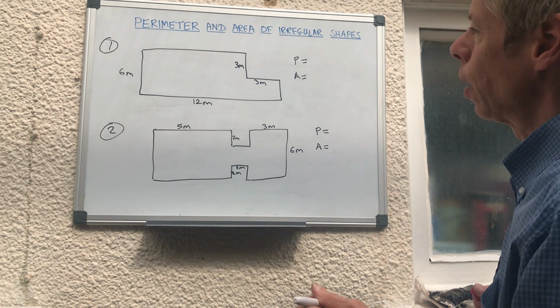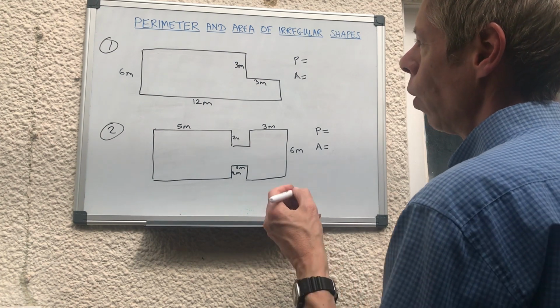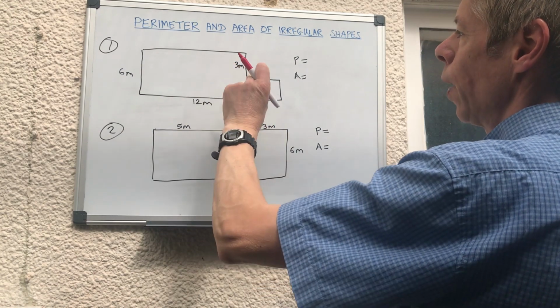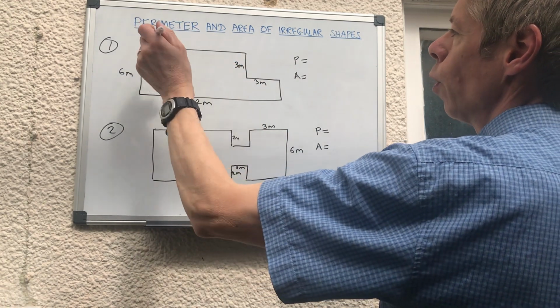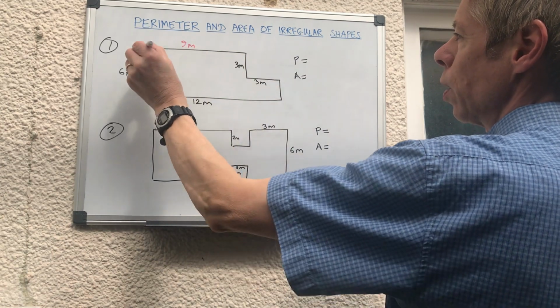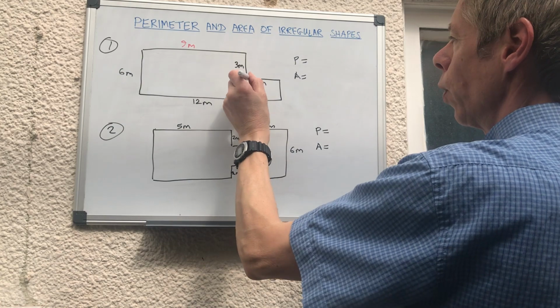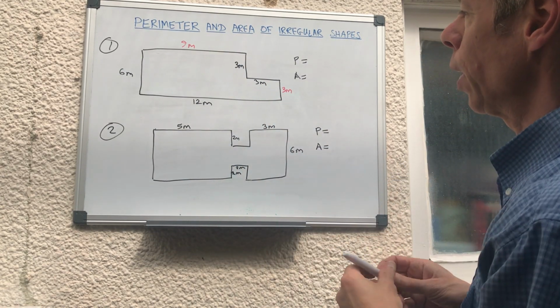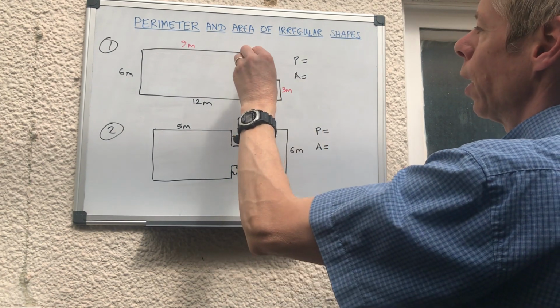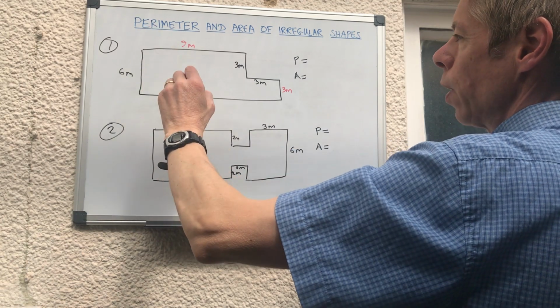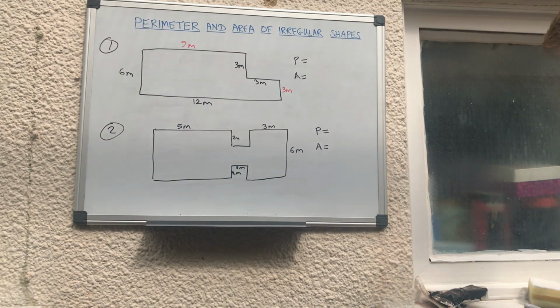Okay, so perimeter of the first shape. Well, let's put in the other measurements just to make it easier for ourselves. So that's 12, that's 3, so that must be 12 minus 3, which is 9 metres, that's 3 metres, that's 6, that's 3, so 3 plus 3 is 6. So now the perimeter, we should have everything we need. So we go 3, 6, 9, plus another 9 is 18. 18 and 12 is 30, so the perimeter should be 36 metres.